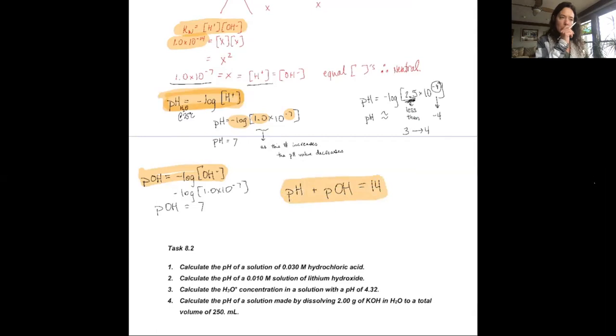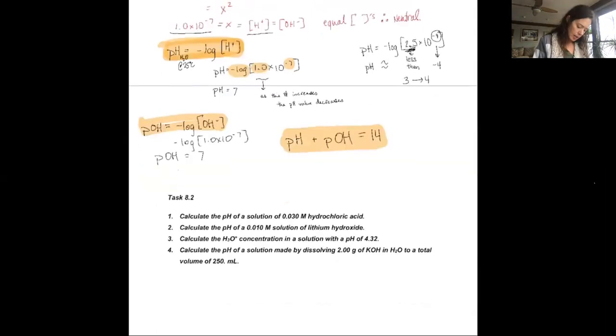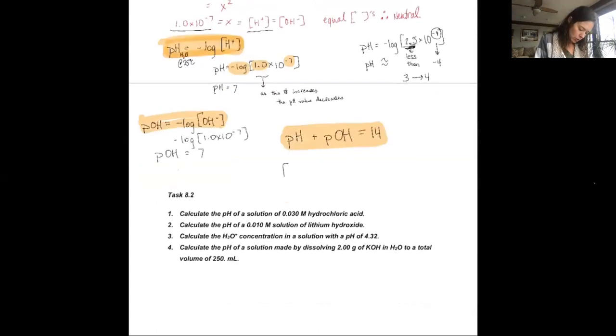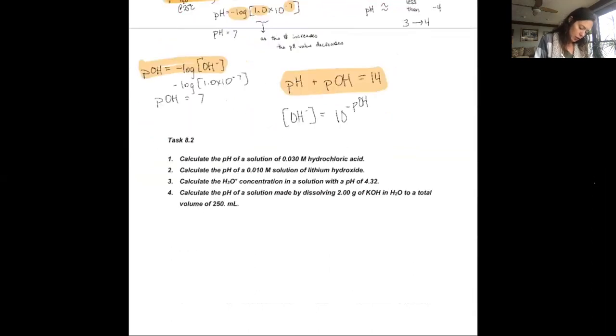It is also true that if you need to know the concentration of OH, then you need to take 10 and raise it to your negative pOH. And if you want the concentration of hydrogen, then you need to take 10 and raise it to your negative pH.